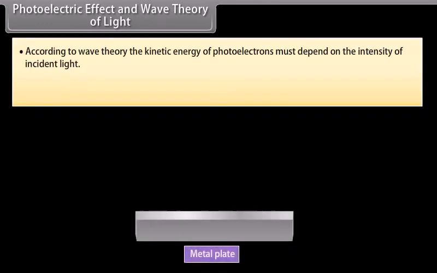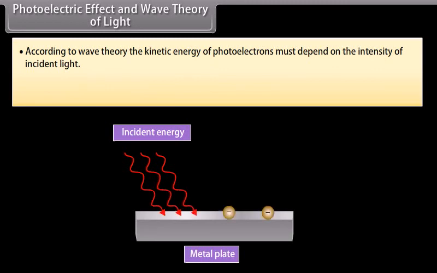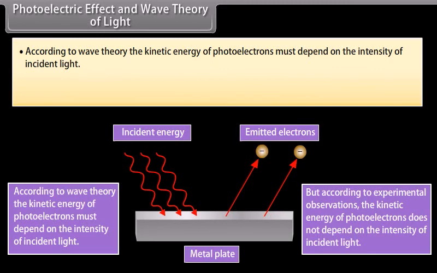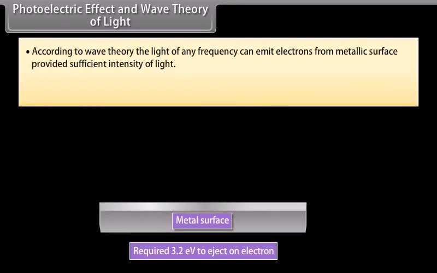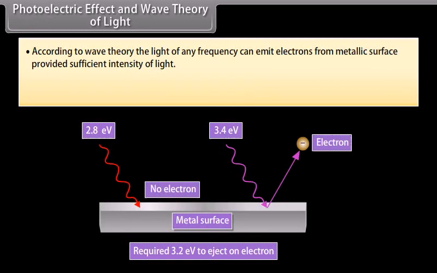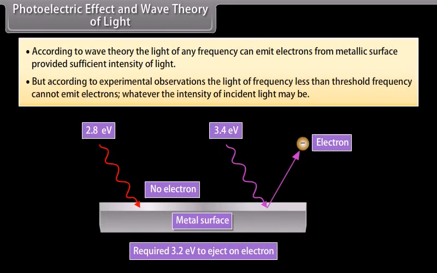Photoelectric effect and wave theory of light. According to wave theory, the kinetic energy of photoelectrons must depend on the intensity of incident light. But according to experimental observations, the kinetic energy of photoelectrons does not depend on the intensity of incident light. According to wave theory, light of any frequency can emit electrons from a metallic surface provided sufficient intensity of light. But according to the experimental observations, light of frequency less than the threshold frequency cannot emit electrons, whatever the intensity of incident light may be.